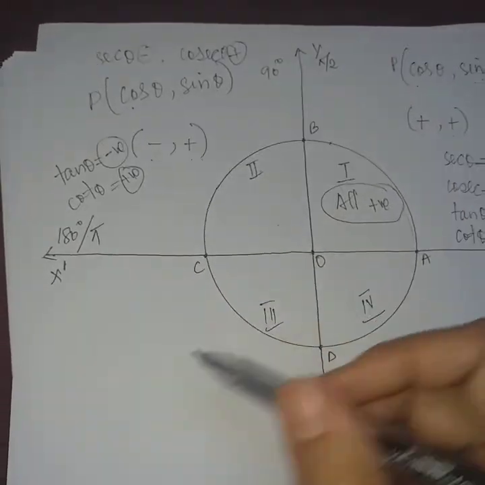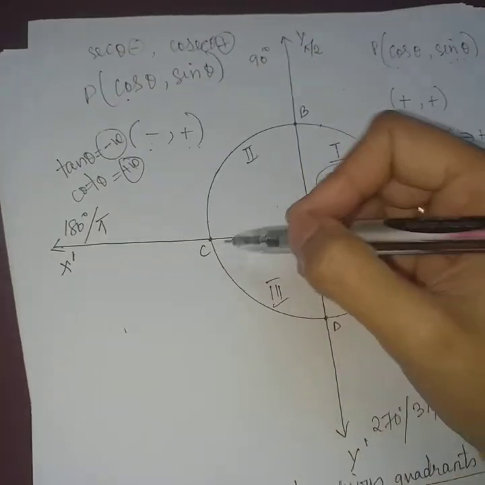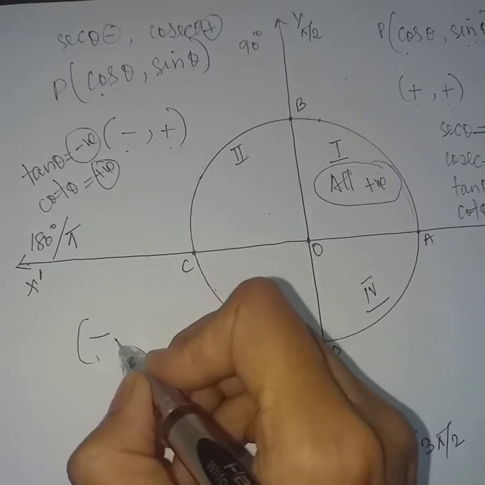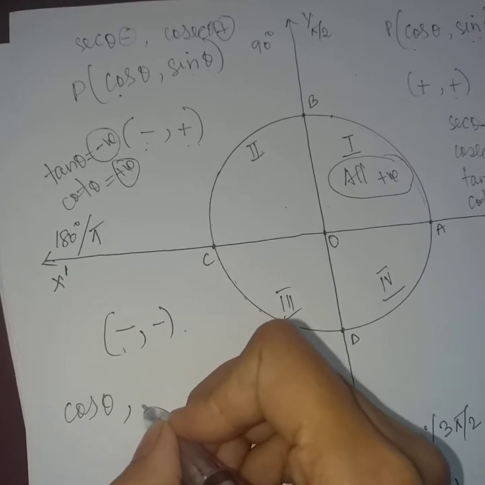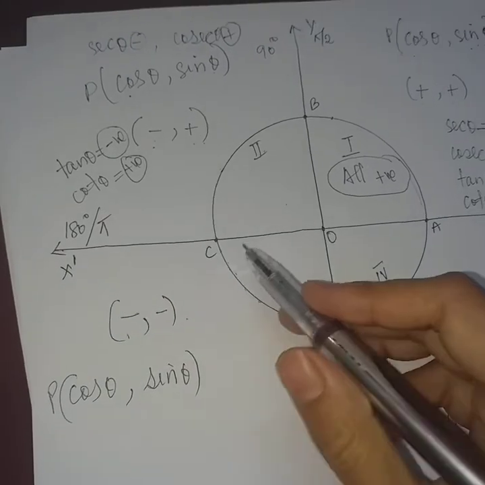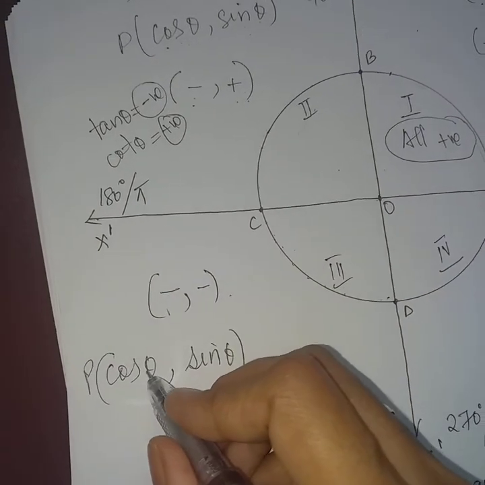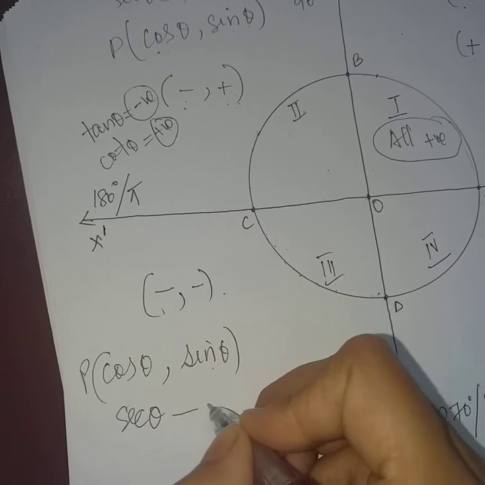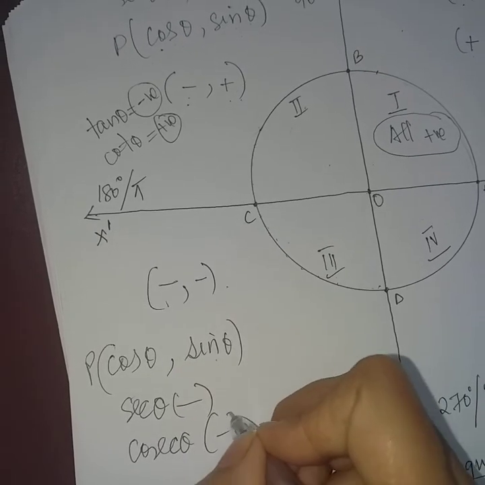And in the third quadrant, here we have x coordinate negative and the y coordinate also negative. So every point on this circle will have signs minus minus. So again, cos theta will be negative and sine theta will also be negative for any point P on the circle of this region, third quadrant. So if cos theta is negative, sine theta is negative, then sec theta will be negative and cosec theta will also be negative.